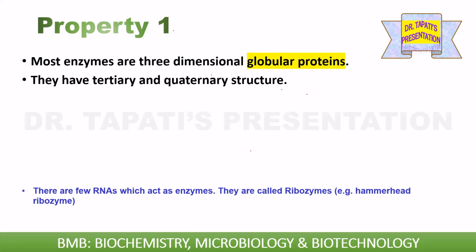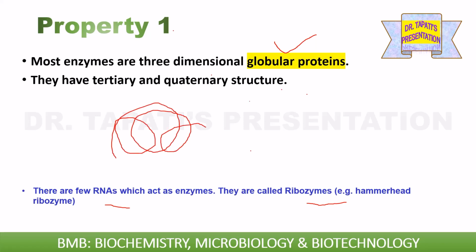Most of the enzymes are three-dimensional globular proteins, except there are a few RNAs which act as enzymes and they are called ribozymes. As for example, hammerhead ribozyme. Proteinaceous enzymes have tertiary and quaternary structures.